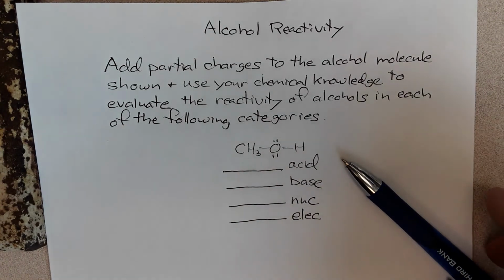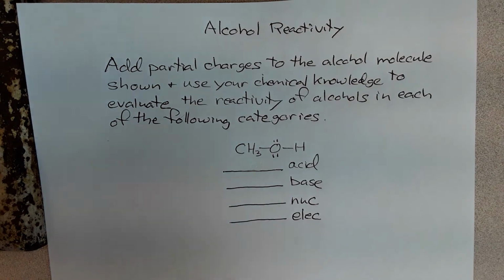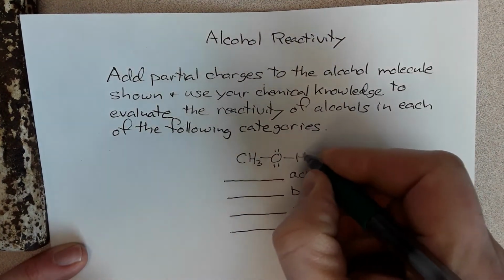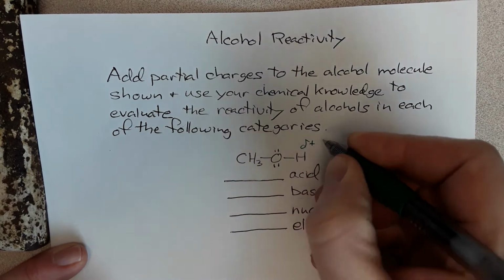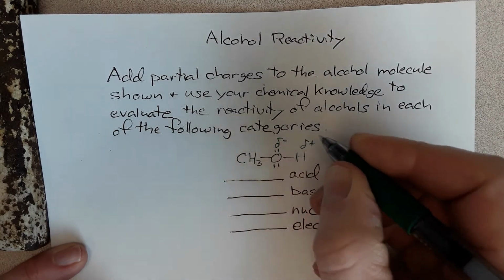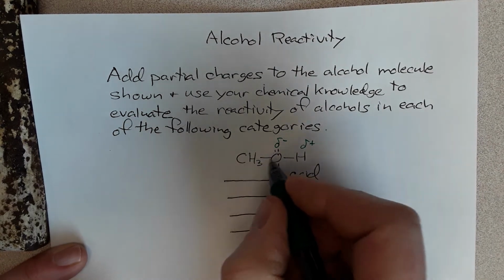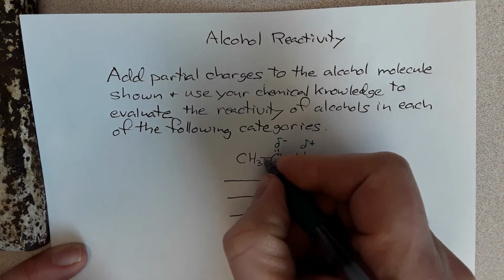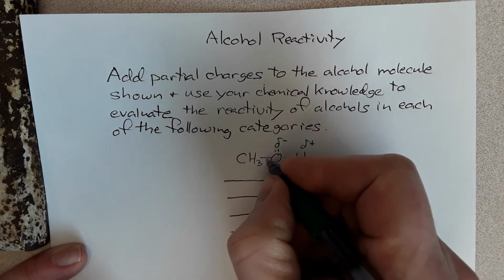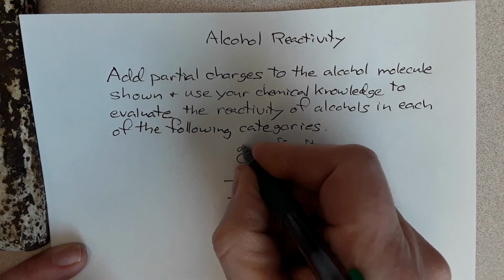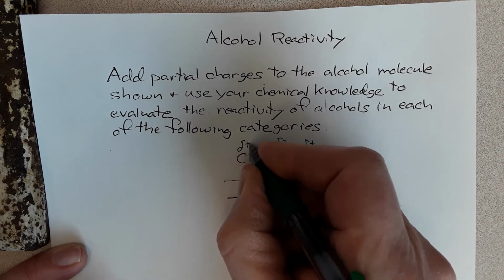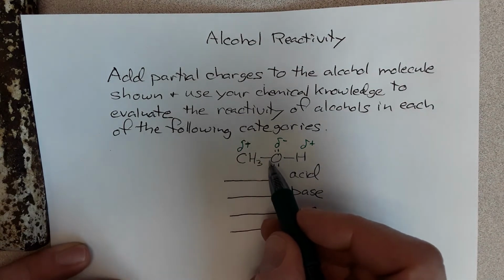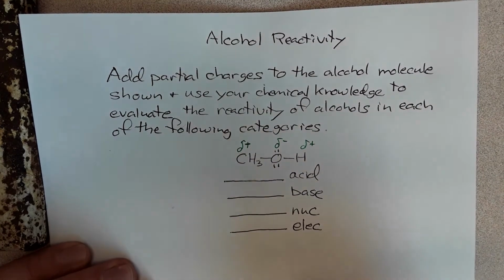Okay, so we're adding partial charges, very polar bond here, partial positive charge on hydrogen, partial negative on oxygen, and then a pretty polar bond here between oxygen and carbon. The shared electrons are closer to the oxygen, so that gives the oxygen a little bit of a negative charge compared to the carbon, and with the electrons pulled away from carbon, that gives it a little bit of a positive charge.